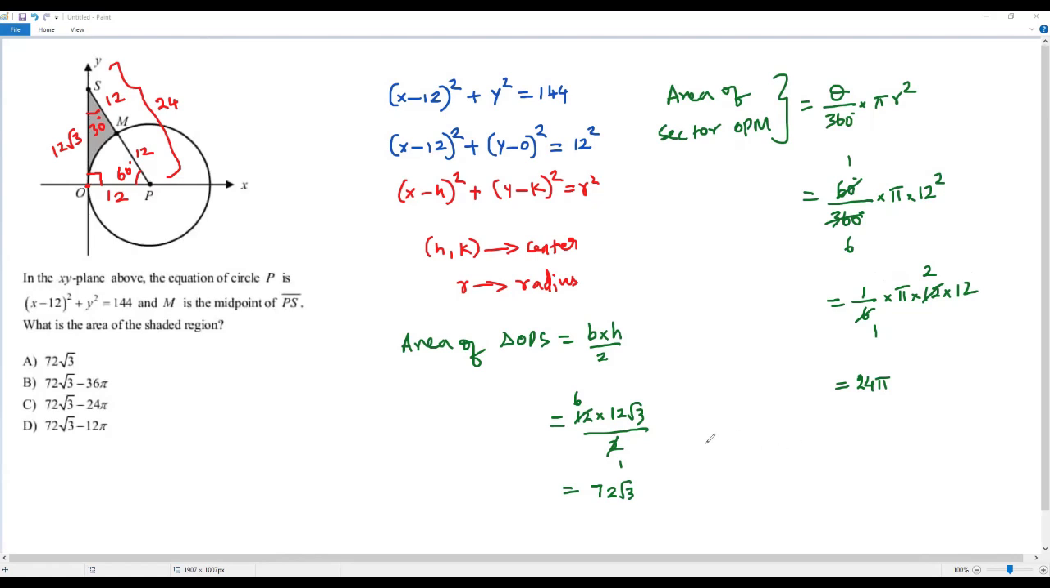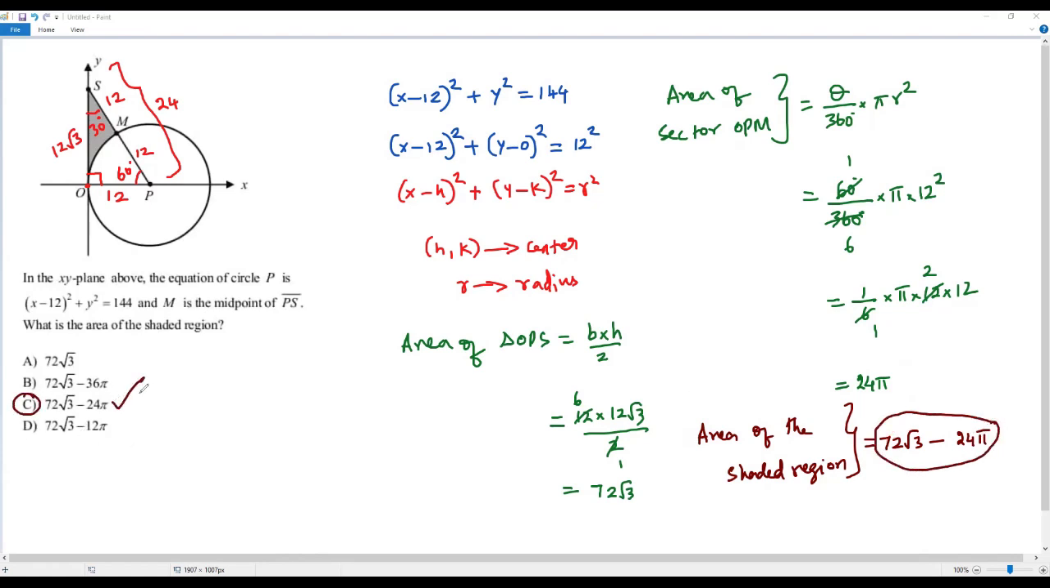Okay, now let's get the area of the shaded region. Let me write the stuff over here. Area of the shaded region. Okay, as I said already, to get the area of the shaded region, we have to subtract the area of this sector, that is 24 pi, from the area of the right triangle OPS over here. First, let me write the area of the triangle OPS, that is 72 square root of 3. From this area, we have to subtract the area of the sector, 24 pi. Okay, so this is the area of the shaded region, and we find this stuff exactly in answer choice C. The correct answer choice for this question is C.